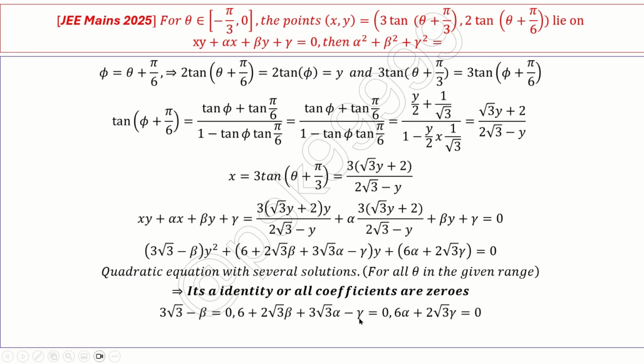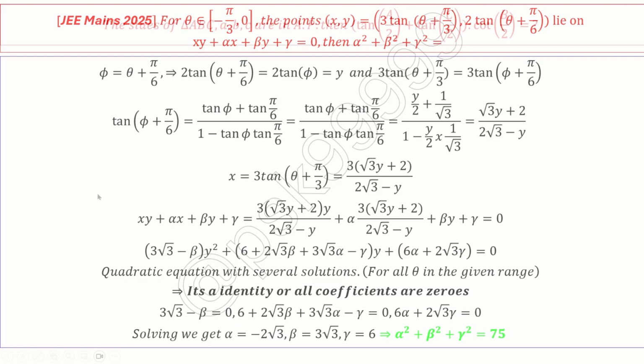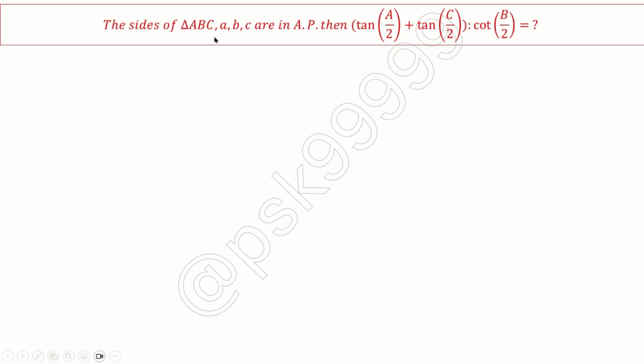Then you substitute here in the second one, you get the alpha minus gamma equation. Okay, and then 6 alpha plus 2 root 3 gamma is the third equation, which is equal to 0. From this, if I solve it, I'll get alpha and gamma. So solve this carefully. The values you get are alpha equal to minus 2 root 3, beta equal to 3 root 3, and gamma equal to 6. So alpha square plus beta square plus gamma square is nothing but 75. This is the answer.